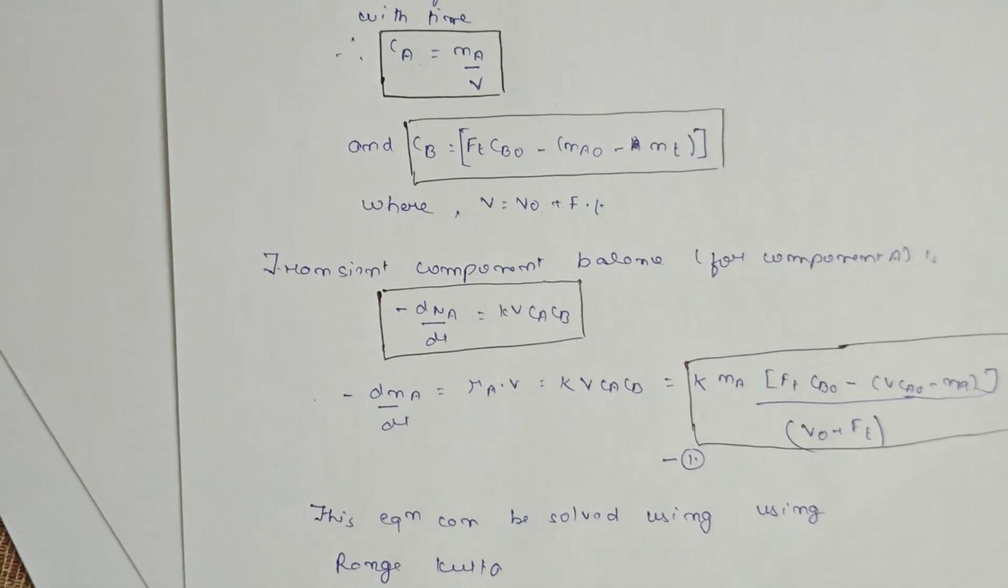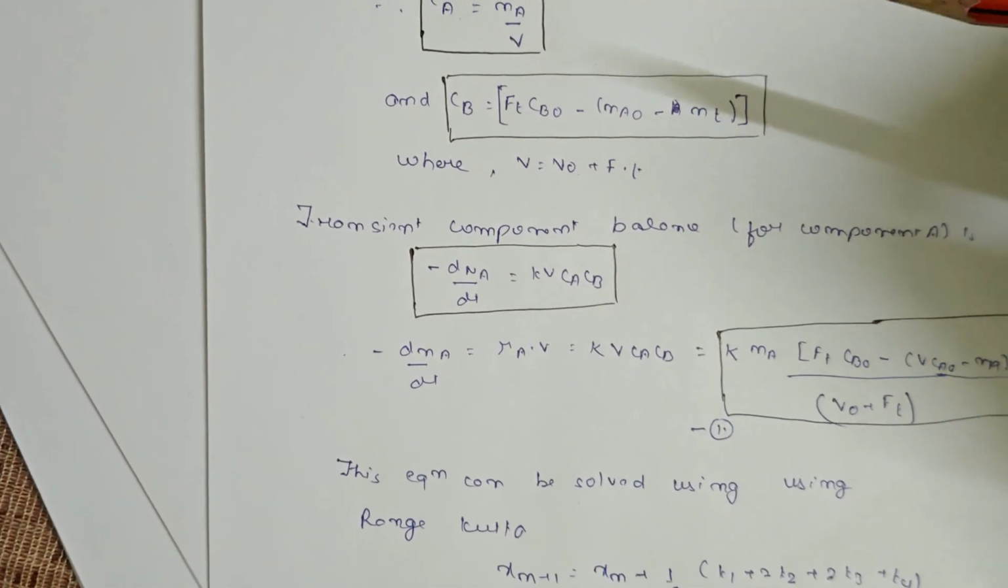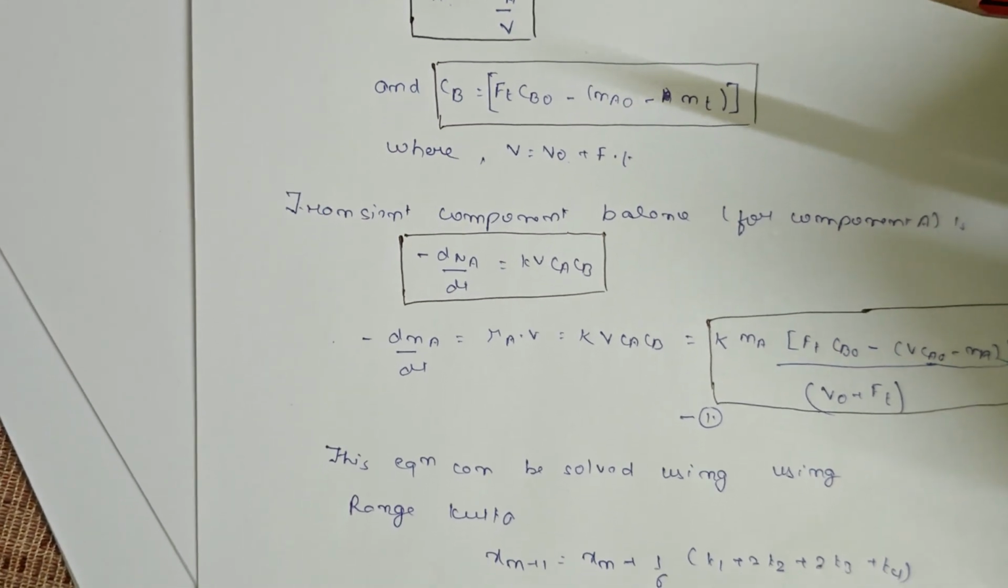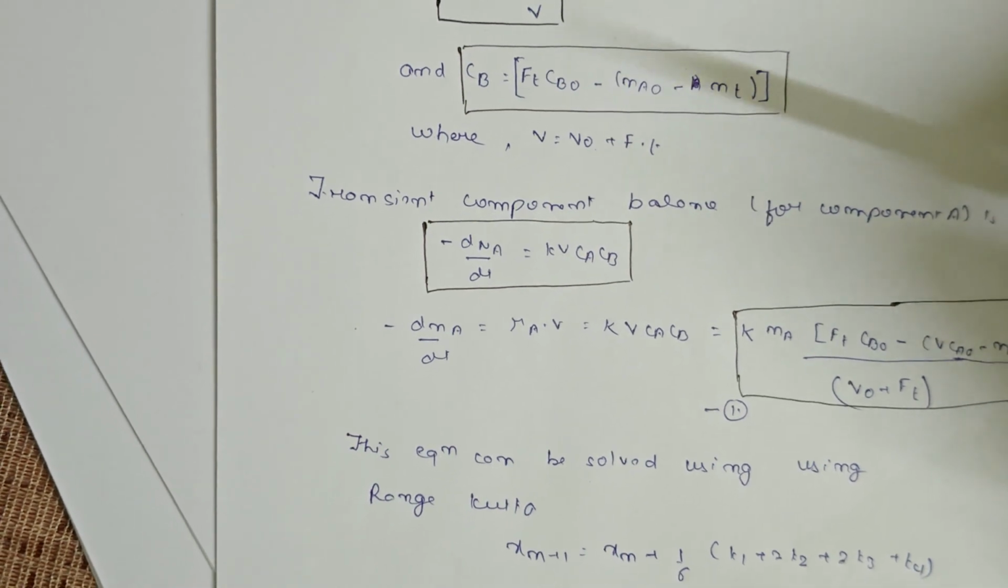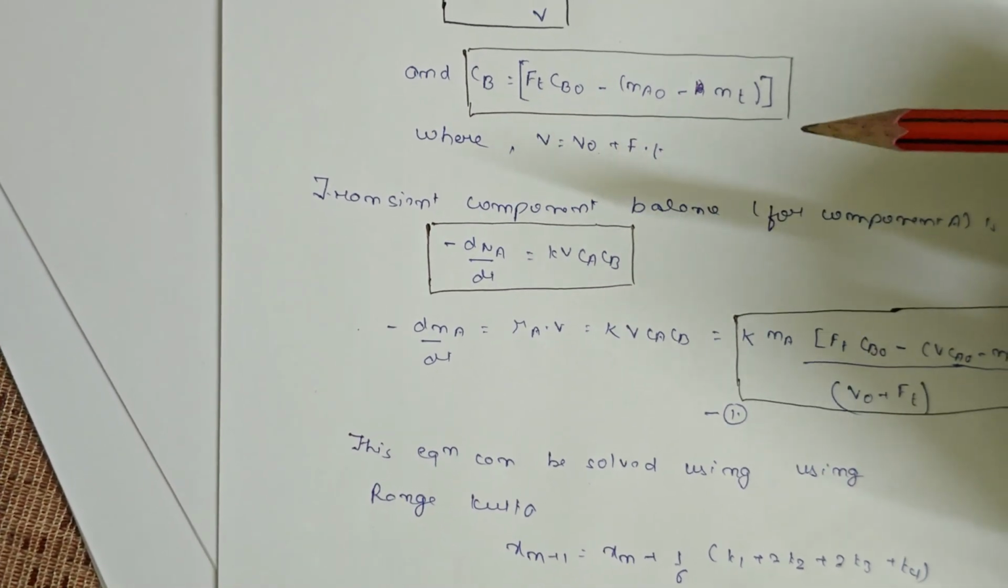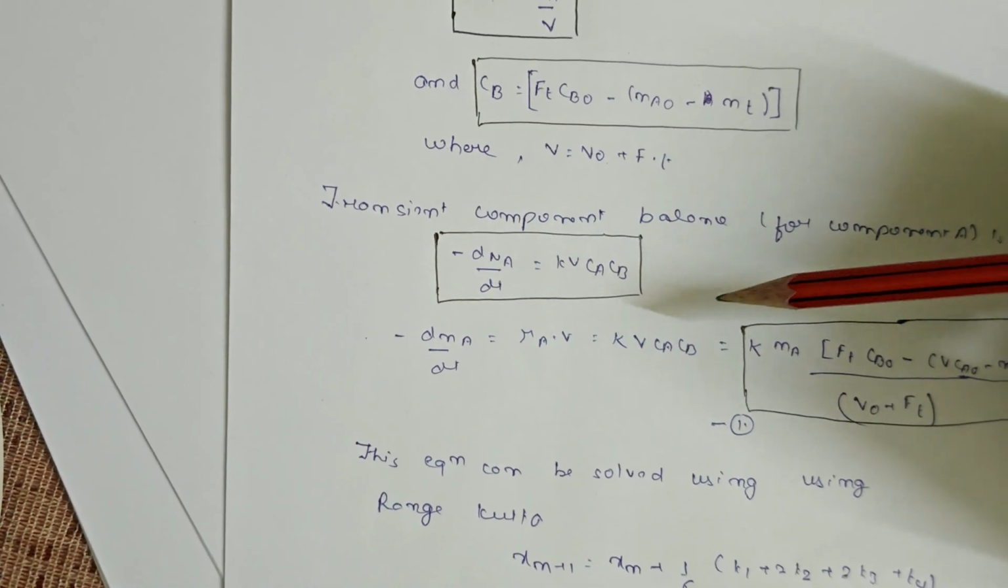Now we will go to the transient component balance for component A, which will be minus dNA by dt is equal to KVCA. Now minus dNA by dt is basically Ra into V, which is equal to KVCA.